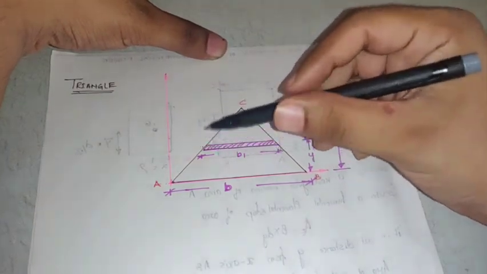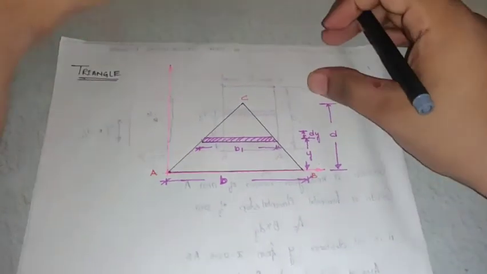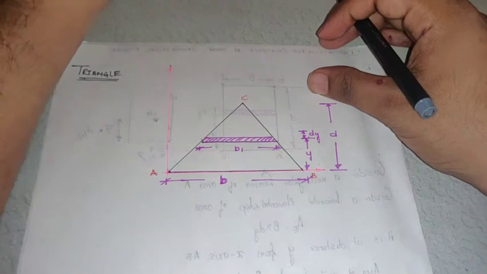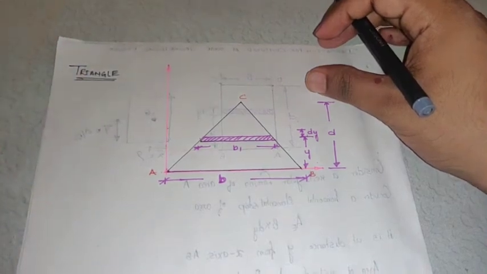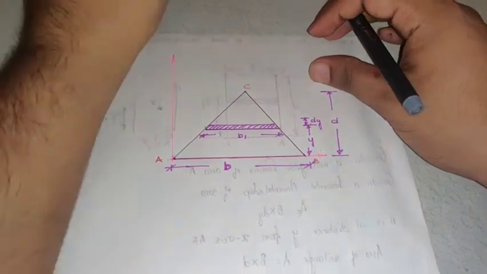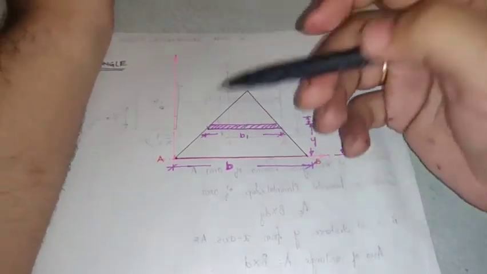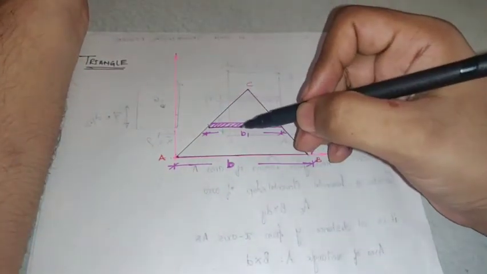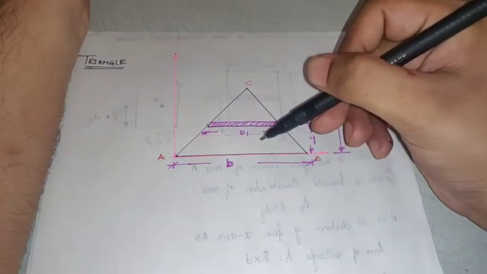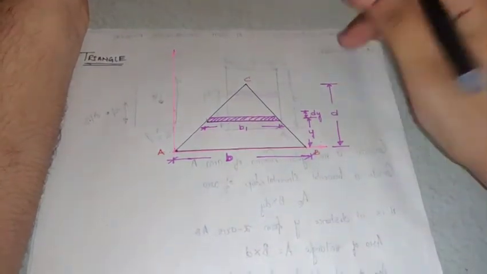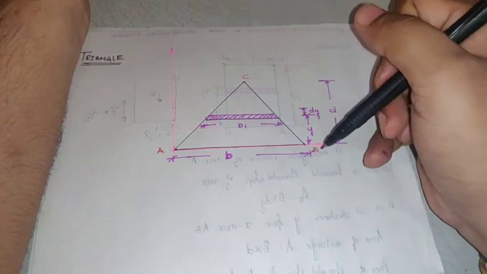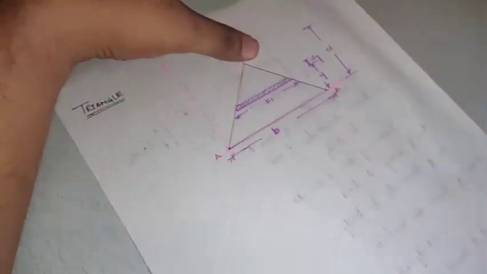Again I have taken an elemental strip whose width is B1. Now see here, when I was dealing with the rectangle, B was constant when I took the elemental strip. Wherever you cut the section along the depth, the width of the elemental strip was the same as that of the rectangle. But that is not the case here. For the triangle, the base is B and it keeps decreasing towards the top, so the elemental strip will not be the same width as the base. I have marked that as B1. The depth of this is dy, and the distance of this elemental strip from the x axis is y.